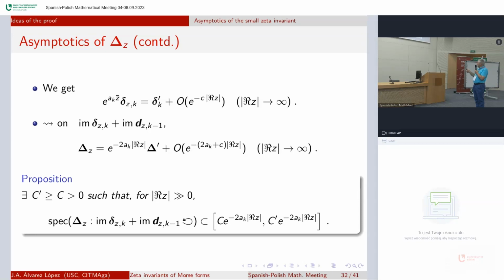So from that, in this subspace, the image of delta plus the image of d with appropriate degrees, we have that the twisted Laplacian is equal to this exponential times the operator delta prime, which is independent of the parameter, plus some term which decreases exponentially. And so we get this estimate for the spectrum of this twisted Laplacian on the Morse complex.